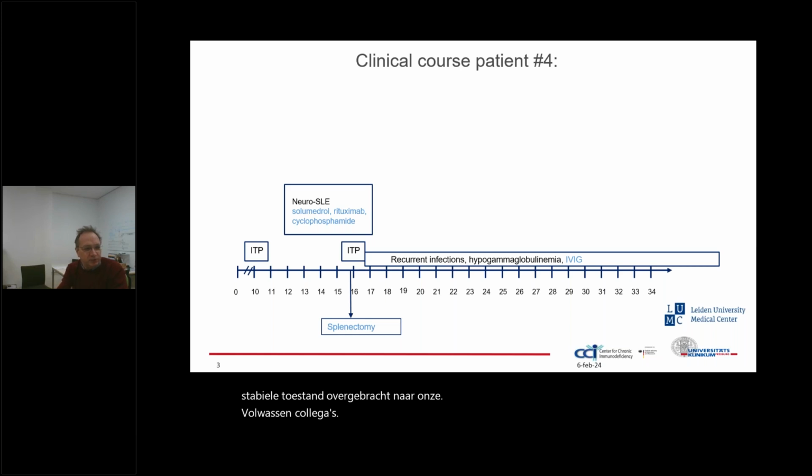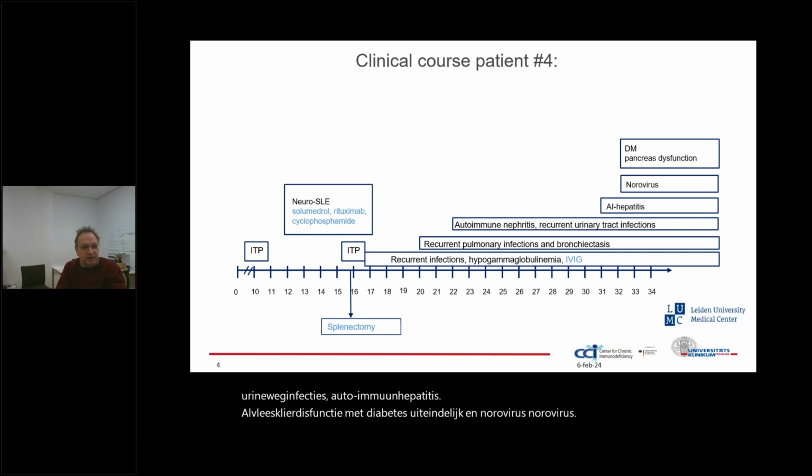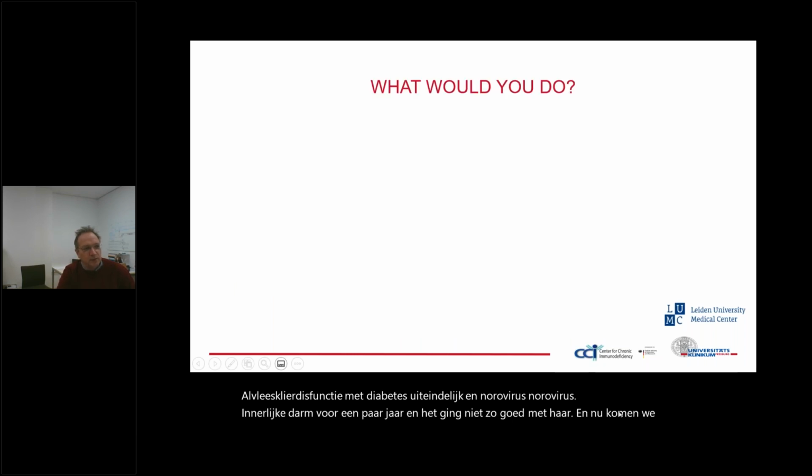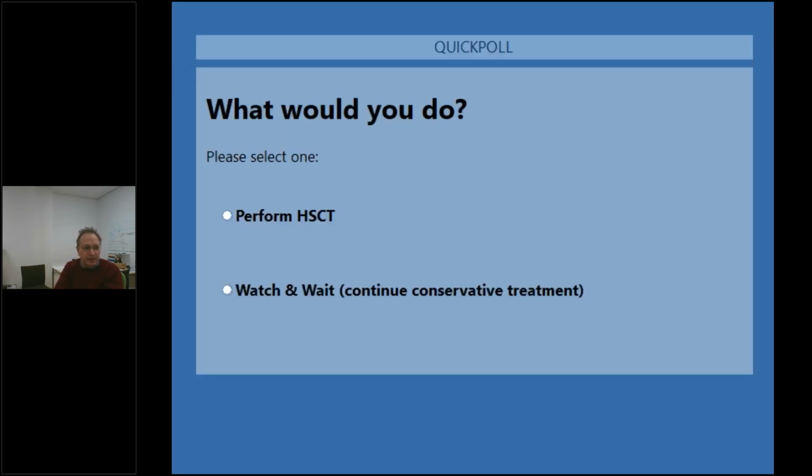And there she developed further problems with recurrent infections, hypogammaglobulinemia treated with immunoglobulins, and she started to collect a whole bunch of other problematic diseases such as bronchiectasis, recurrent pulmonary infections, autoimmune nephritis, urinary tract infections, autoimmune hepatitis, pancreas dysfunction with diabetes eventually, and norovirus in her gut for a couple years. And she was not doing too well. And now we come to the question to you guys: what would you do? Would you consider a transplantation at this stage, or would you want to wait and see and consider conservative treatment?